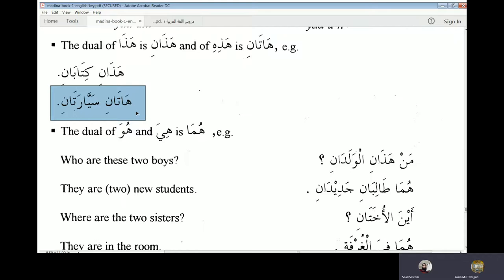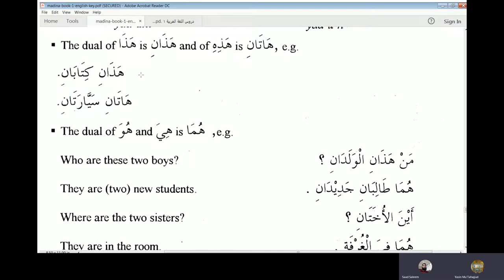Would I say this is more than three cars, or these are cars? These are two cars. Alif and noon mean dual. At the end, alif noon is used only for duals. Okay, these are two cars.